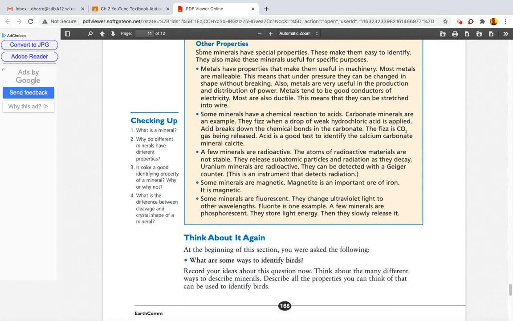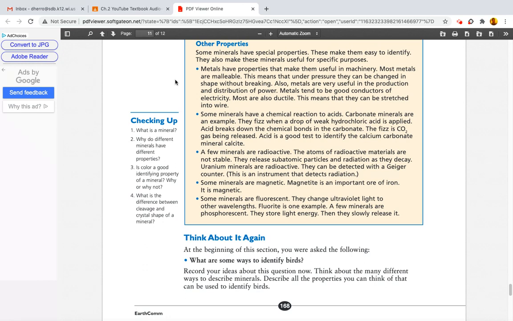Other properties. Some minerals have special properties. These make them easy to identify. They also make these minerals useful for specific purposes. Metals have properties that make them useful in machinery. Most metals are malleable. This means that under pressure they can be changed in shape without breaking.